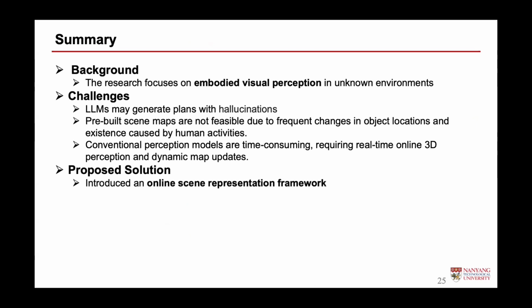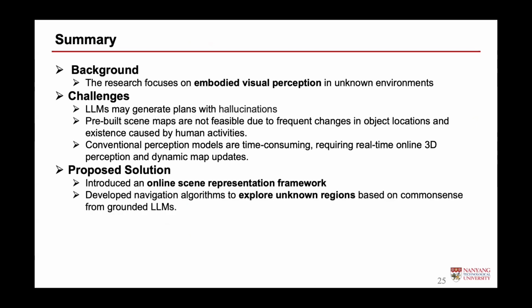So we propose two solutions. The first one is that we introduce an online scene representation framework that can build a representation. This can be used at any step. I mean, at any time, if you want to do object detection or instance segmentation based on the current observation, it's okay. And the second one is that we develop navigation algorithms to explore unknown regions based on some common sense from grounded LLMs. Grounded is very important because if we just directly use GPT-4 or something like that, it has no awareness of the scene, so it may generate hallucinations.